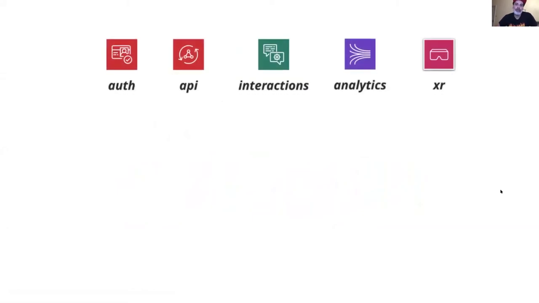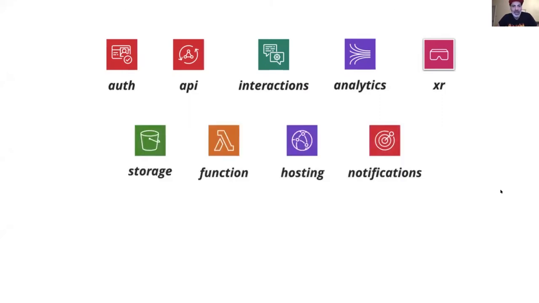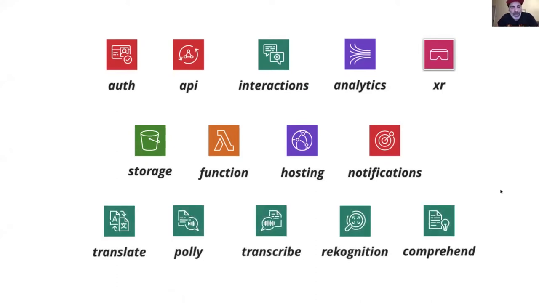So let's see what these categories are. These categories are mainly backed by AWS services, and you can see some of them here. So these are covering authentication, API that's going to provide us either REST APIs or GraphQL APIs. We also have bots, analytics, extended reality. There are also features for storage, functions. I mean, there's everything in there. Hosting, also notifications. And we also added a lot of features for machine learning and artificial intelligence. So you can also add these features to your apps very easily.